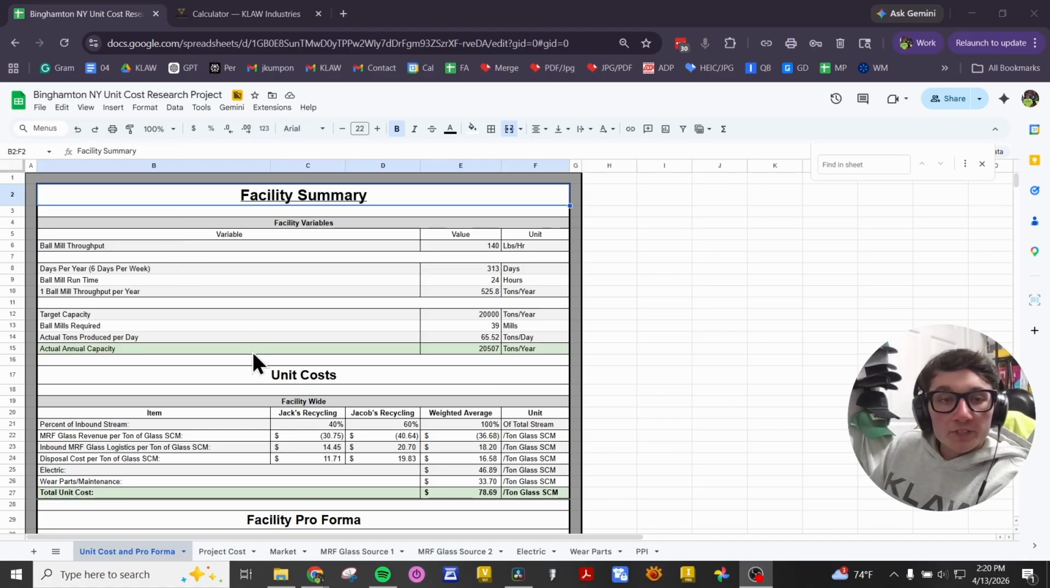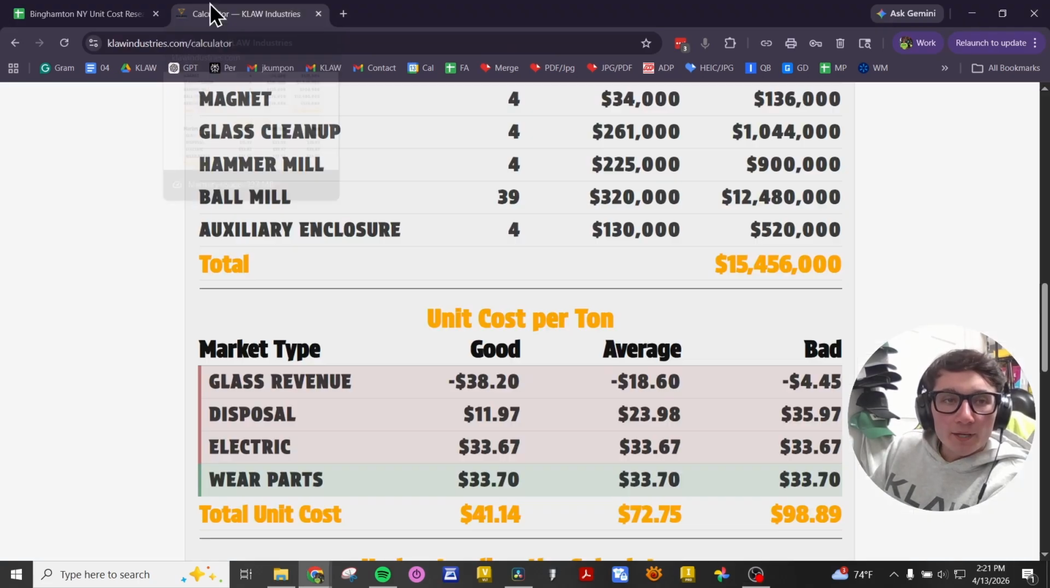The most important part of the research project is the unit cost. So we have each of our line items here, as well as each recycling facility that is supplying the operation, along with a weighted average of how these recycling facilities actually impact our bottom line based on the percentage of the inbound stream that they make up. We then combine that with our electric and wear parts, leaving us with a total unit cost of $78.69 per ton.